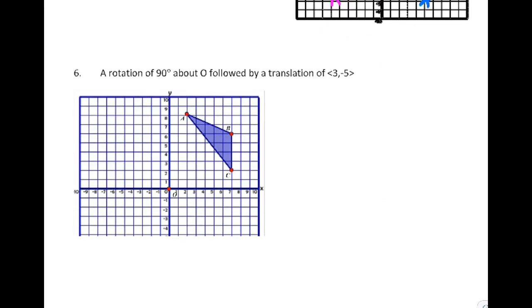Again, we have another one that's in English. So in English, you don't change anything. You rotate, then you translate. Only when it's in function notation do you do it in reverse steps.